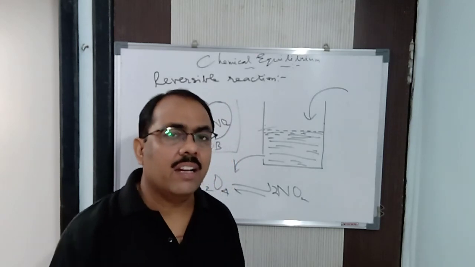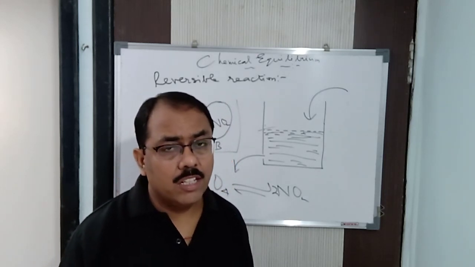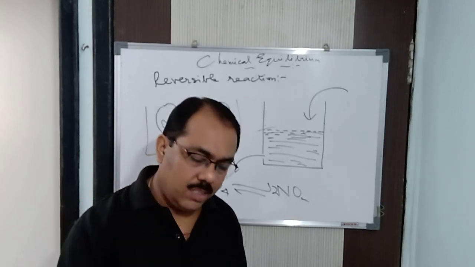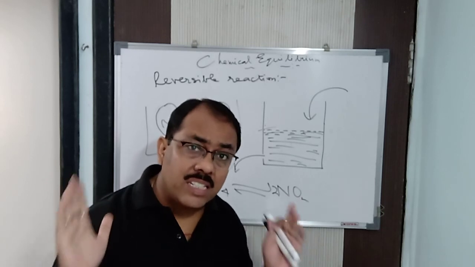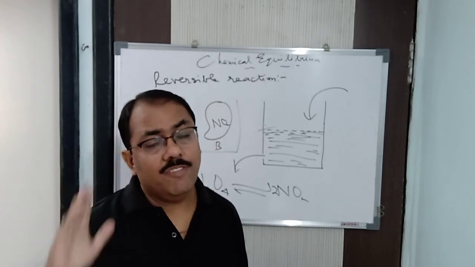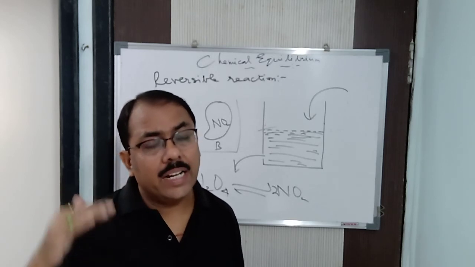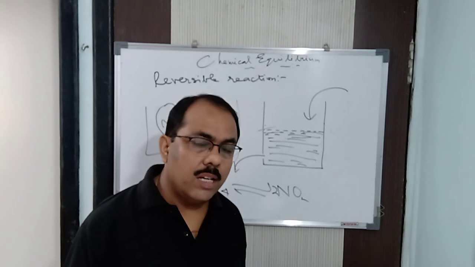If you are taking a catalyst, the equilibrium will be attained at a faster rate. If you are not taking a catalyst, the equilibrium will be attained at a slower rate. That is the thing. A catalyst does not alter the state of equilibrium; it alters the rate of attaining equilibrium. That's all. Thank you.